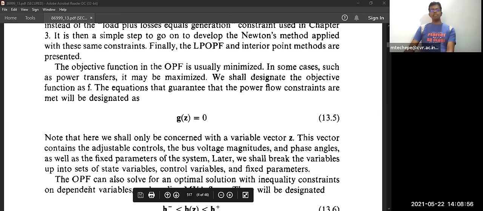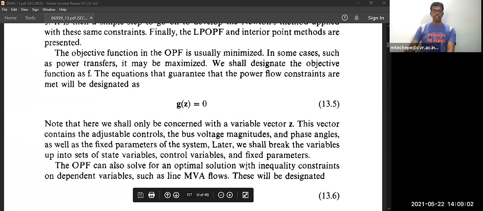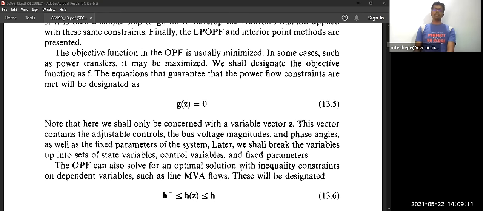Later we shall break the variables into a set of state variables, control variables, and fixed variables. While doing complex calculations, for simplification they will simply write g of z is equal to 0, f of x is equal to 0, like that. But f of x, the objective function, might be very complex. And even g of z is equal to 0, this z combines all the voltage magnitudes, phase angles, fixed variables, and control adjustable variables, everything combined together in a vector.